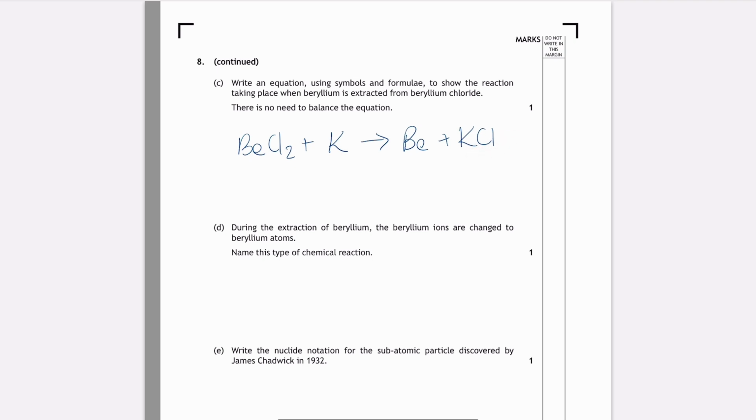And that would be us. You don't need to balance it or anything, like they said. These are the symbols. The formula is showing how many of each atom is in the compound. You don't need to put state symbols or anything.